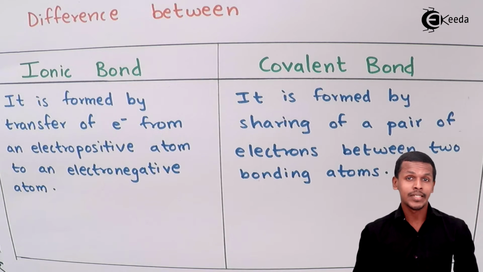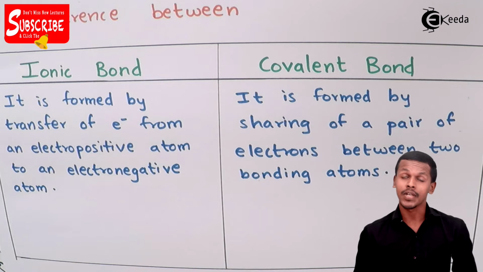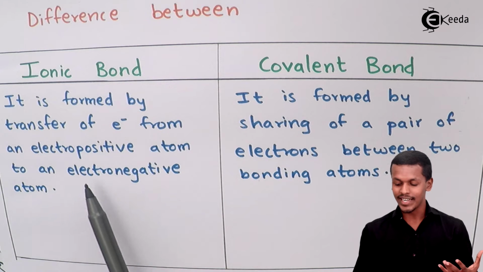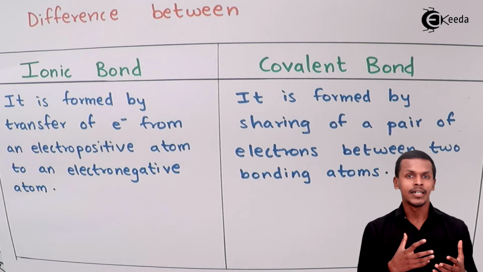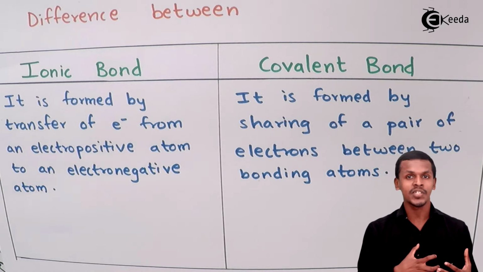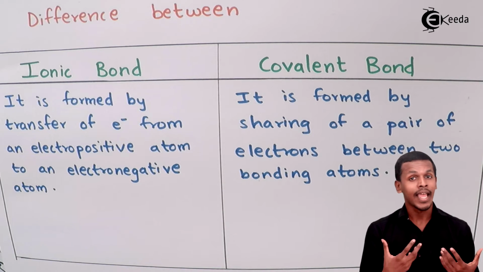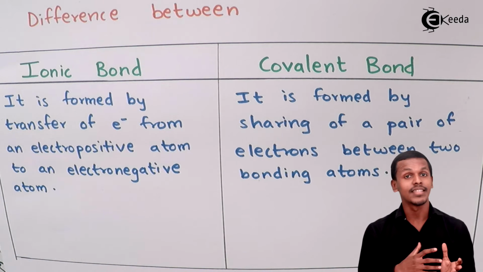So here we are going to make the difference between the ionic bond and covalent bond. So what is actually the difference between them? Let us talk about it. Starting with the first point, it is formed by the transfer of electrons from an electropositive atom to an electronegative atom. Obviously, as the name suggests, an ionic bond is between the cation as well as the anion. So there would be a transfer of electrons, because the atoms which are more electropositive have the tendency to donate their electrons to the more electronegative atom around it, so as to form a bond between them, and that is how the transfer of electrons takes place and the bond is formed.